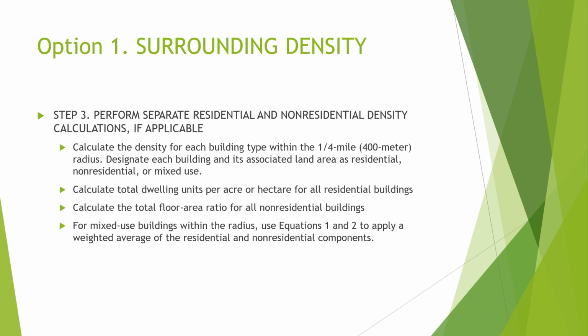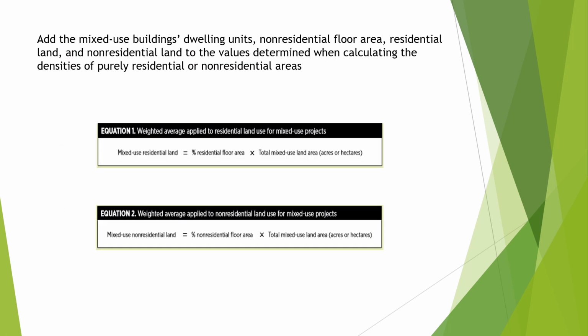Separate residential and non-residential density calculations. Each building within a quarter mile radius is designated as either a residential, non-residential, or mixed-use building. Total number of dwelling units per acre for all residential buildings and total floor area ratio for all non-residential buildings are calculated. In the case of mixed-use buildings within this radius, equations 1 and 2 mentioned in the upcoming slides are used to find a weighted average of the residential and non-residential components, and finally all the values are added together in the appropriate category. Values of mixed-use buildings as dwelling units obtained from the equations shown below in this slide should be added to residential land and non-residential land uses appropriately.